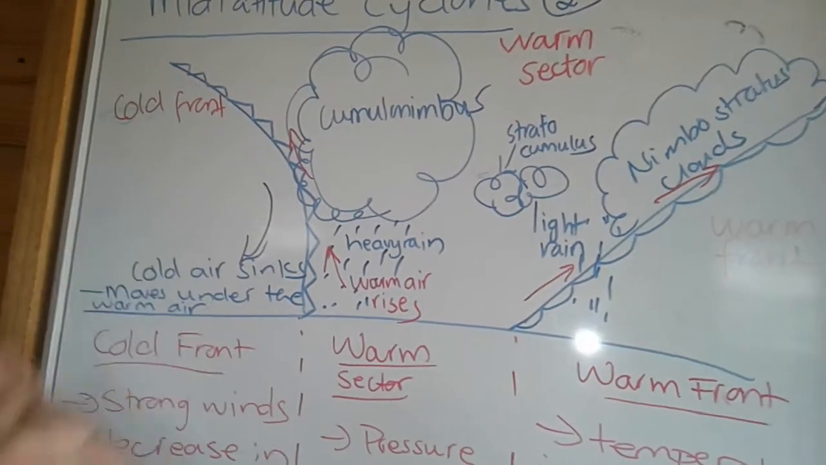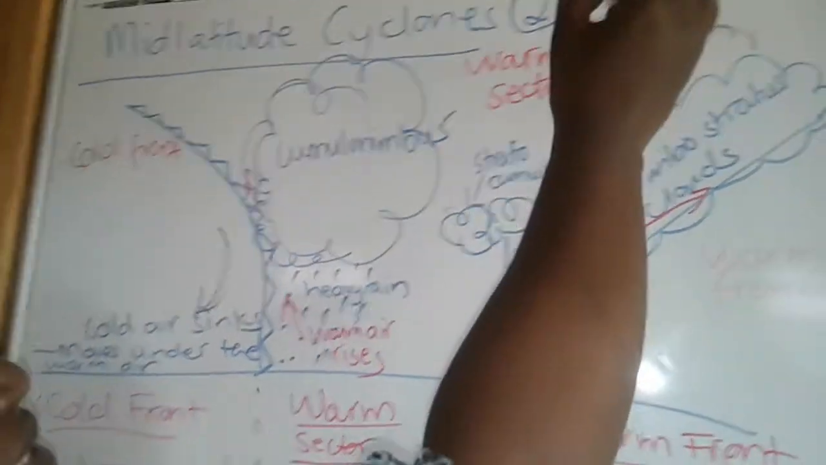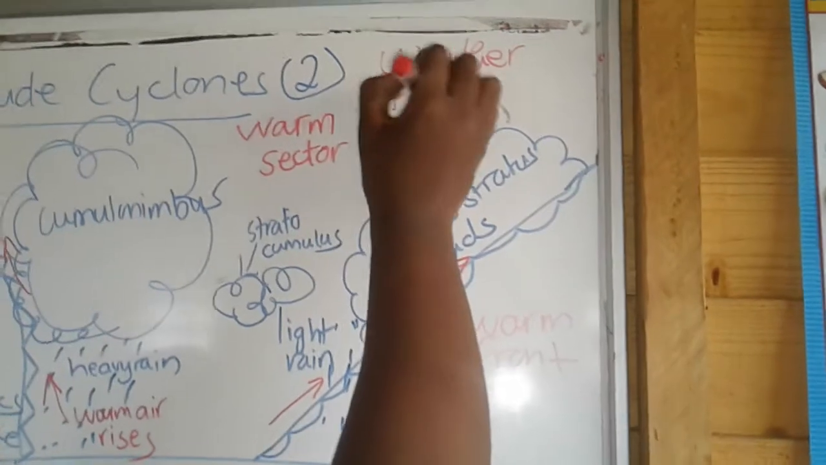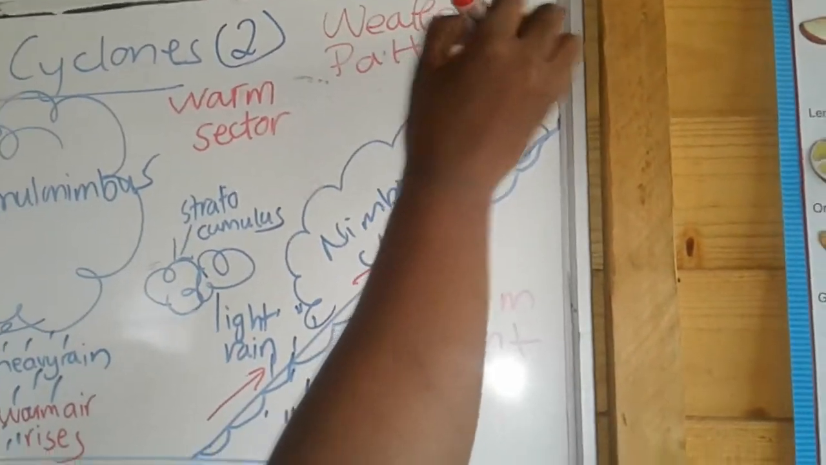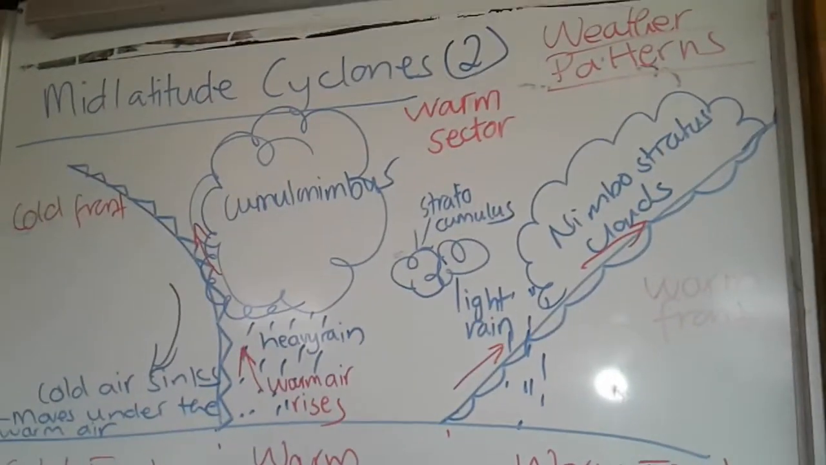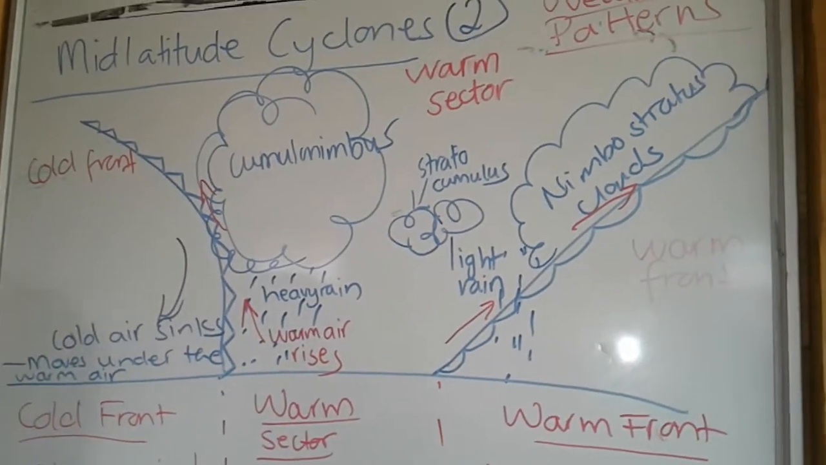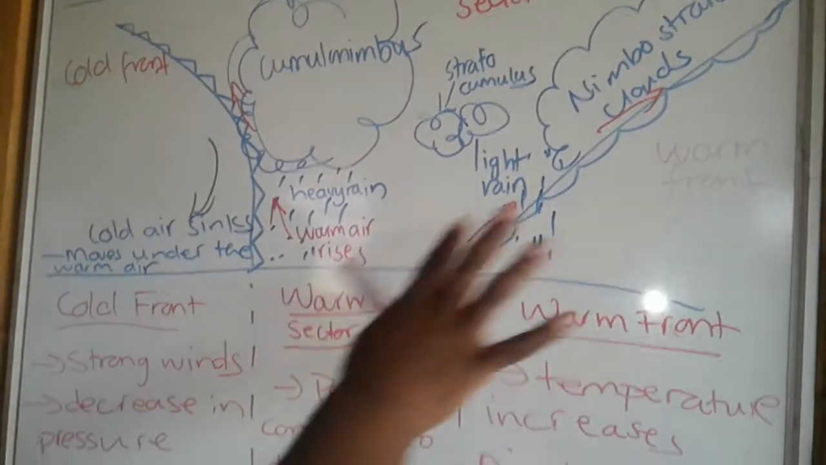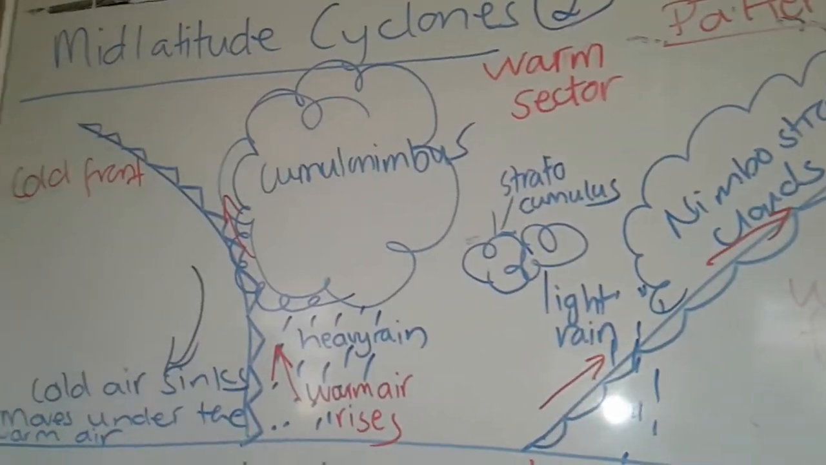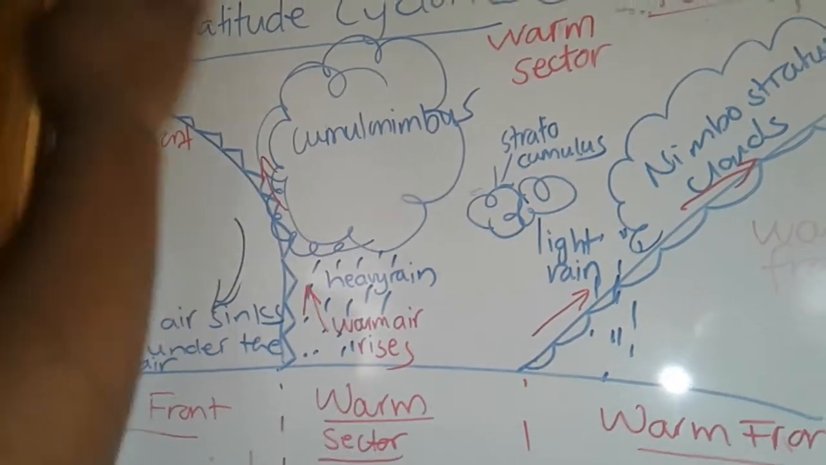So today we want to look at weather patterns. Sorry, I forgot to write the topic there. Weather patterns that are associated along the fronts, the cold front, the warm sector, as well as the warm front. So this is the basic diagram showing the weather patterns that you're likely to experience. So when we look at the cold front.